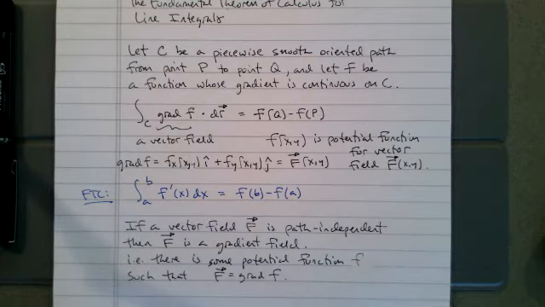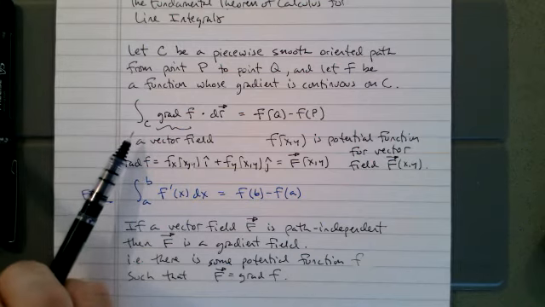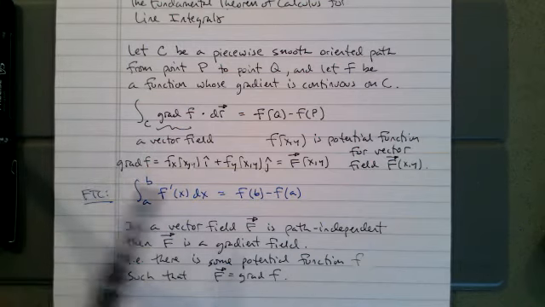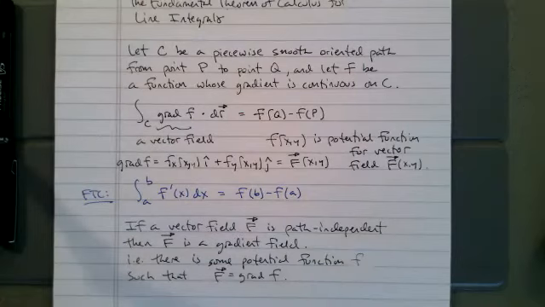So what that means is that some vector fields are not going to be path independent. And so it is going to matter how we parameterize the curve. And we're not just going to be able to find a potential function and subtract at the endpoints. Any questions?